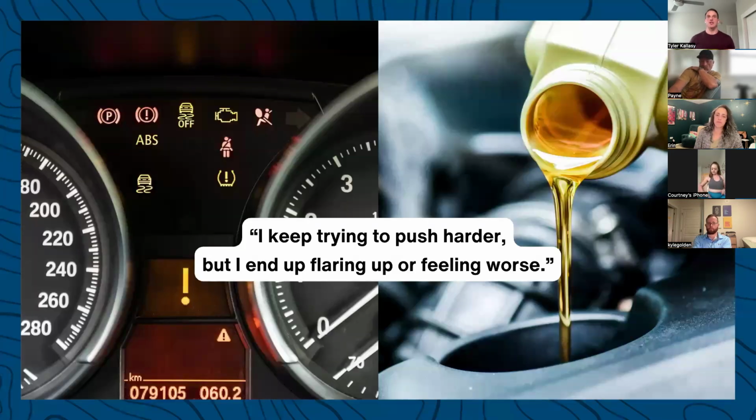The frustration that is popping up frequently is around pushing harder and not seeing the response of pushing harder, right? So I keep trying to push harder, but I end up flaring up or feeling worse. The analogy is like trying to drive faster, put the pedal to the metal, really drive into that gas pedal, and your car is still moving slower, right? It's not getting faster. If anything, the engine is starting to smoke.